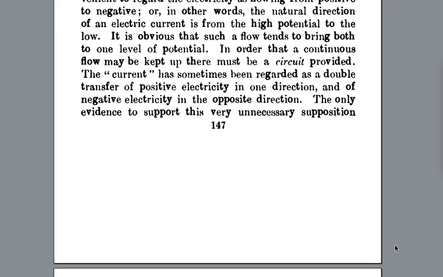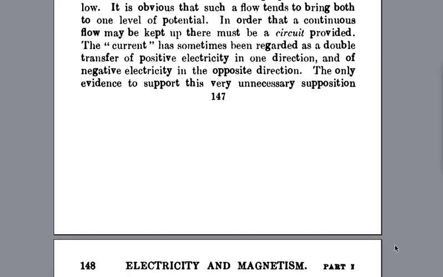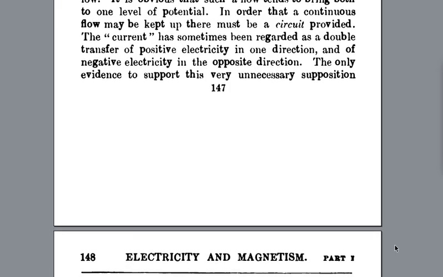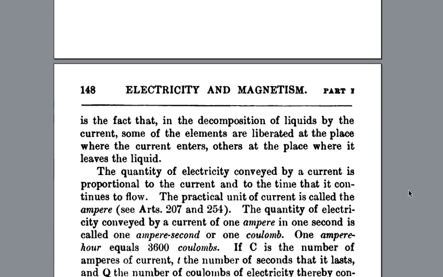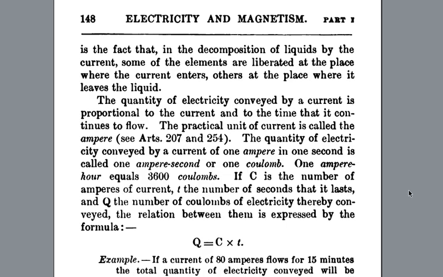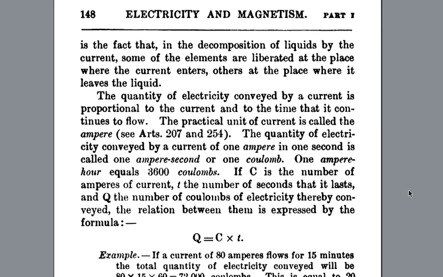The current has sometimes been regarded as a double transfer of positive electricity in one direction and of negative electricity in the opposite direction. The only evidence to support this very unnecessary supposition is the fact that, in the decomposition of liquids by the current, some of the elements are liberated at the place where the current enters, while others are liberated at the place where it leaves the liquid.